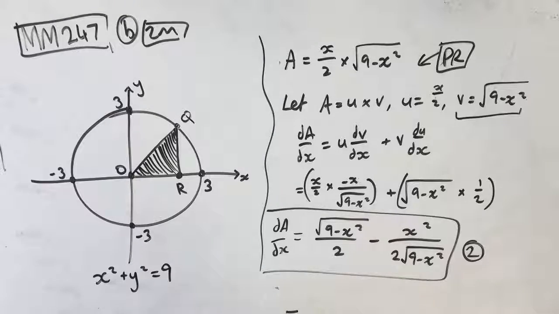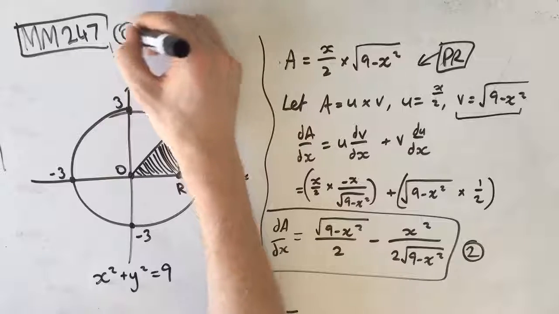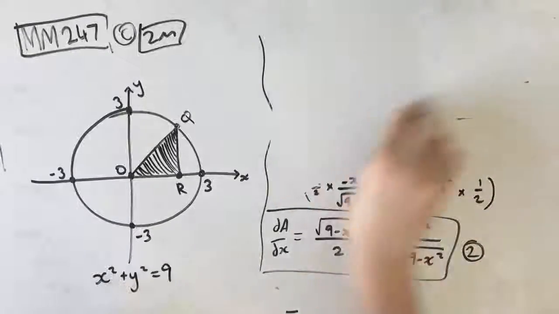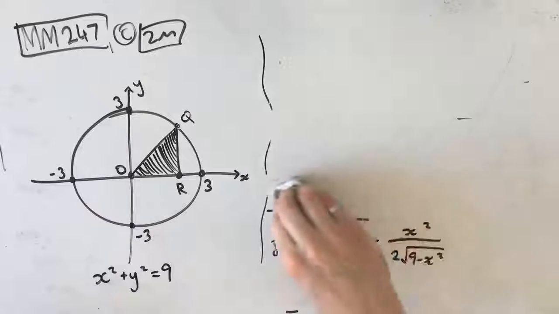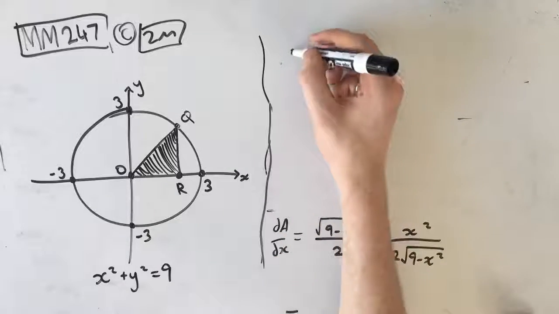Let's move on to part C. Part C is a 2-mark question and says find the maximum area of triangle OQR and the value of x for which this occurs. Awesome. So as always with maximum area, guys, we're going to need to find our area function, which we did, and we're going to need to derive it, which we already have because we found dA dx. So at the maximum, we're going to have to make this equal to 0, right? Because the maximum always occurs at a stationary point.